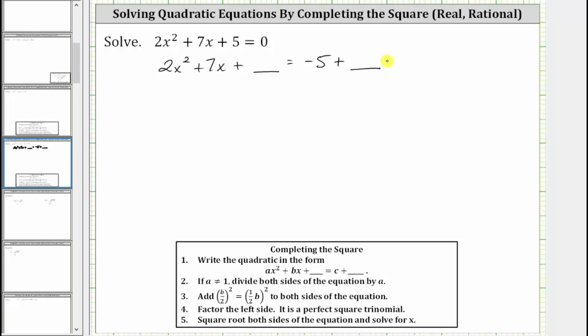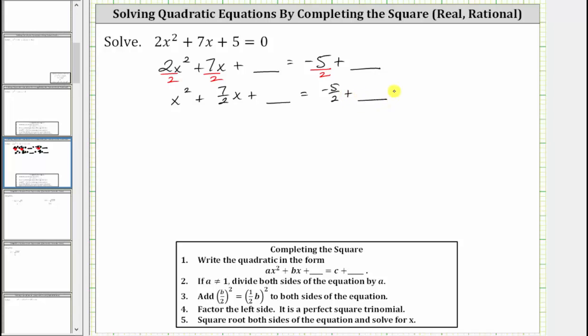Step 2: if a, the coefficient of x squared, is not 1, we divide both sides of the equation by a. Notice here a is 2, and therefore we divide both sides by 2, or divide each term by 2. Simplifying, we now have x squared plus 7 halves x plus some constant equals negative 5 halves plus some constant.